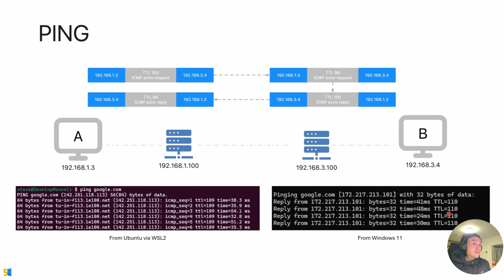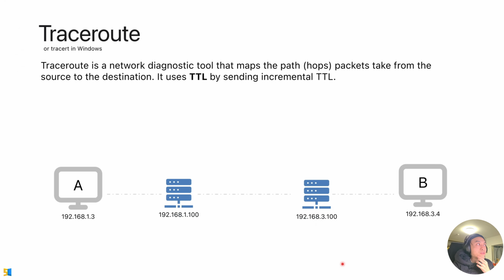The interesting thing here is that the TTL from my Windows machine is 110, meanwhile in my WSL it is 109. The Windows one has one more TTL. Why does WSL have one more hop? That's the question that we will try to answer by using these tools, Traceroute, or tracert in Windows.